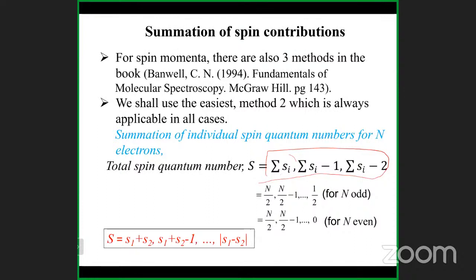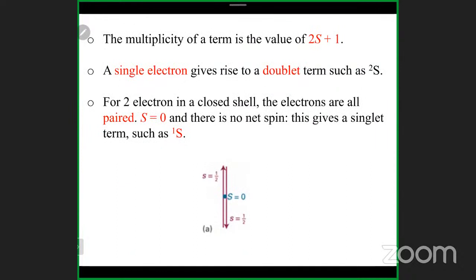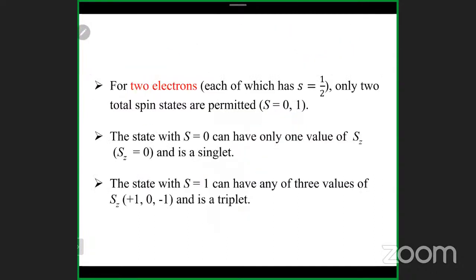For example, you have 2 electrons, so it's like S equals half plus half. Remember, the spin quantum number is just half. Then you have half plus half minus 1, half plus half minus 2. So this is already negative, so you only stick with the first two, so S equals 1 and 0. And the multiplicity of the term is just 2S plus 1. Now we're going to look at some examples later on.